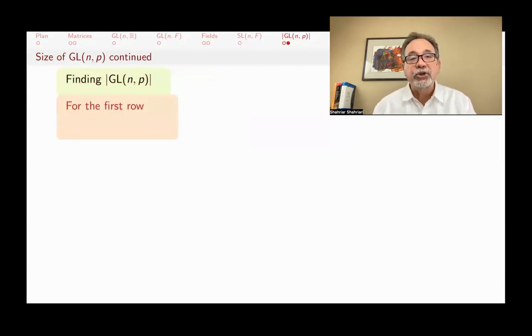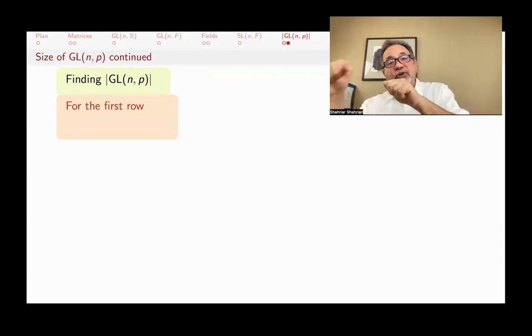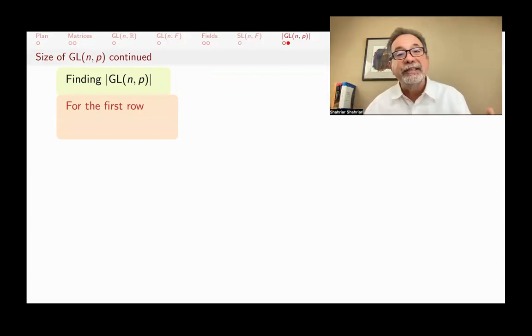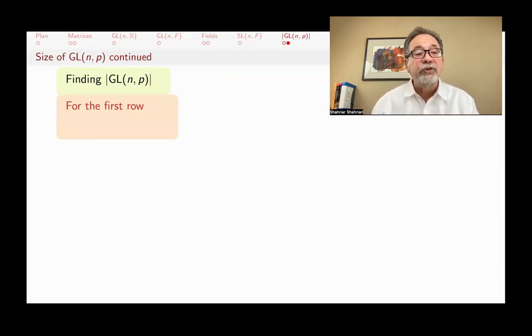For the first row, how many choices do I have? Well, I have n entries. For the first entry, I have p choices because I can pick anything from 0 through p minus 1, Z mod pZ. And I have another p choices for the second entry, another p choices, and so forth. So I have p to the n choices. But there's one choice I can't have, and that's all zeros. So for the first row, I have p to the n minus 1 choices.